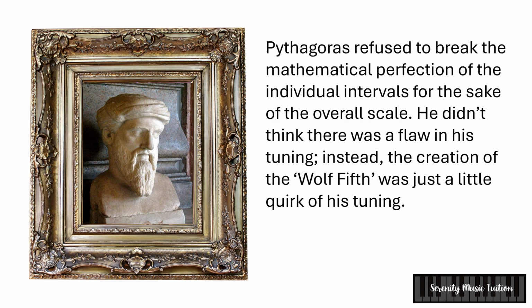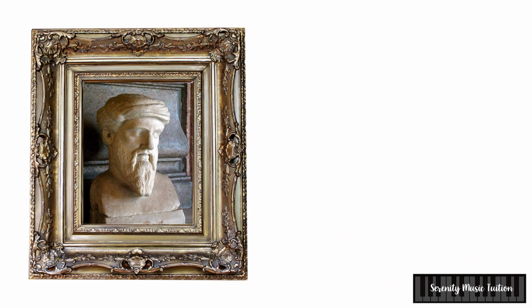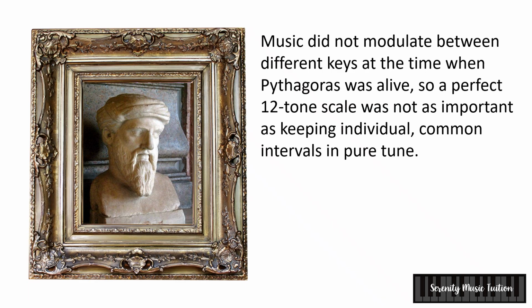He didn't think there was a flaw in his tuning. Instead, the creation of the wolf fifth was just a little quirk of his tuning. Plus, the wolf fifth, which was the only real issue with Pythagoras' system, was considered to affect only remote keys when placed in the harmonic system, and that it wouldn't have really stopped music functioning. At the time, music was mostly monophonic, a single melody line, so instrumentalists could alter this themselves. Music did not modulate between different keys at the time when Pythagoras was alive, so a perfect 12-tone scale was not as important as keeping individual common intervals in pure tune.